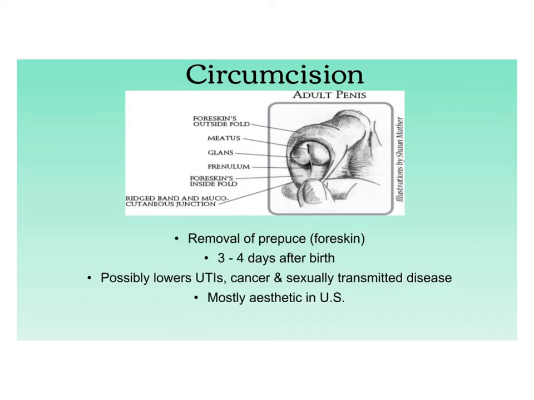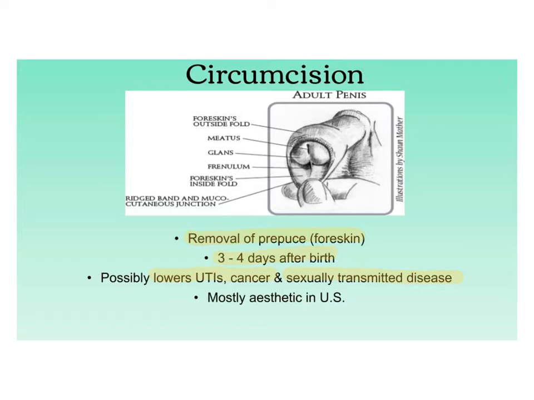Now this slide is referencing a process called circumcision. Circumcision is the word for the removal of the prepuce, or the foreskin. If a male gets circumcised, it usually happens a few days after they're born. There is some research that suggests that it is done because it lowers your risk of UTIs, which stands for urinary tract infections, cancer, and sexually transmitted diseases.